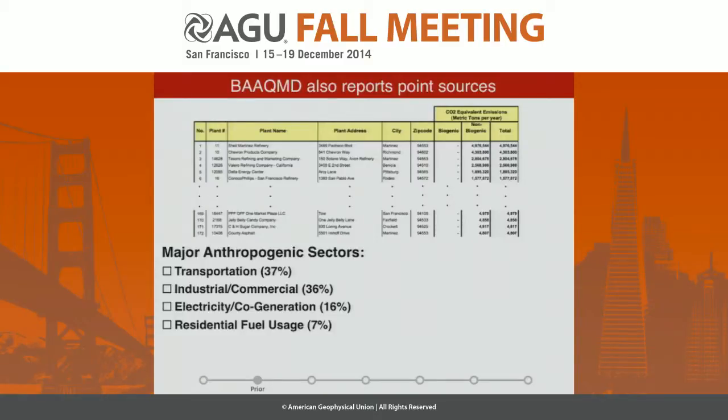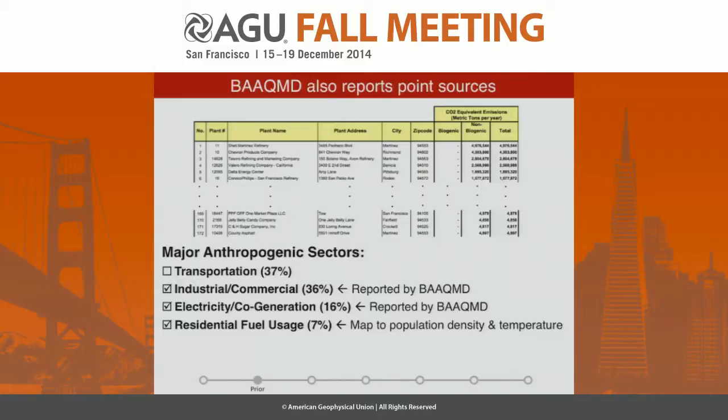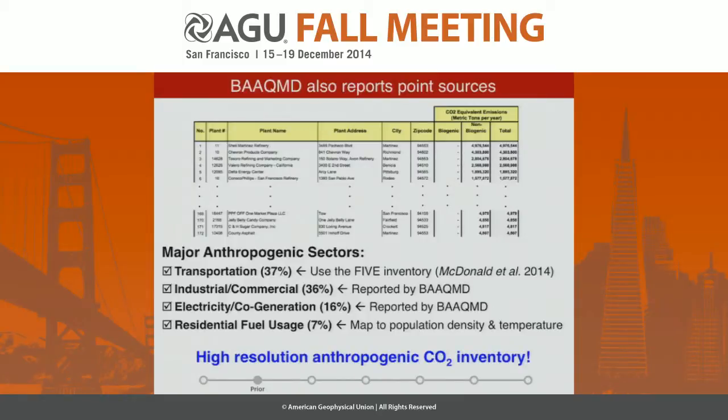So if we go back to the pie, these point sources represent most of the industrial and commercial and electricity cogeneration sources. Then I took the 7% of residential fuel usage and mapped that to population density and gave it a temporal dependence based on temperature. Then for the transportation sector, Brian McDonald developed a very good traffic inventory, or transportation inventory, that has up to 500 meter resolution in the Bay Area with a diurnal cycle over the course of a week. So this gives me a high resolution anthropogenic CO2 inventory for the Bay Area.